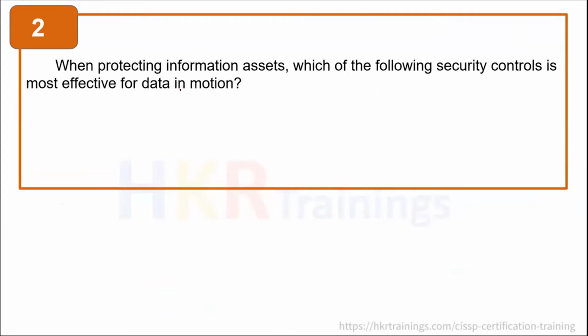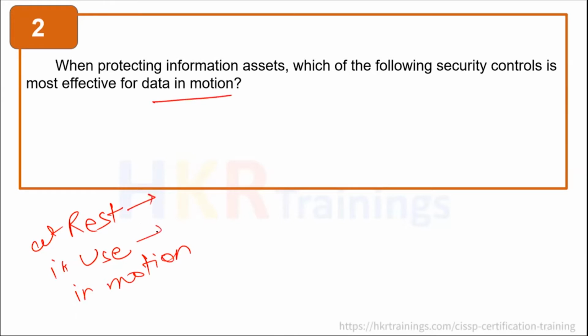So what we are talking about here is, data can be in three states. Data in our information systems can be at rest, in use, or in motion. Here we are talking about data in motion. When data is at rest, we can simply encrypt the data, and it will not be legible for the intruder. When data is in use, there is little to no protection that we can put on the data.